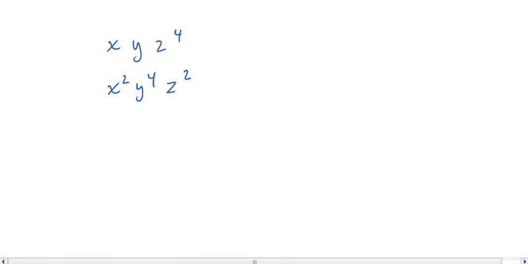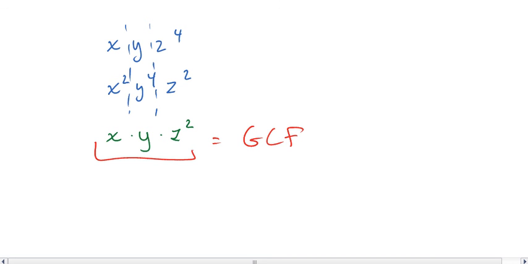Okay, so let's do this exactly the same way. Let's split it between the x's, the y's, and the z's. Between x and x squared, the biggest number of x's we can take would be x. Between y and y to the power of 4, the biggest number of y's we can take is just y. And between z to the power of 4 and z squared, the biggest number of z's we can take would be z squared. So our greatest common factor is going to be x y z squared.